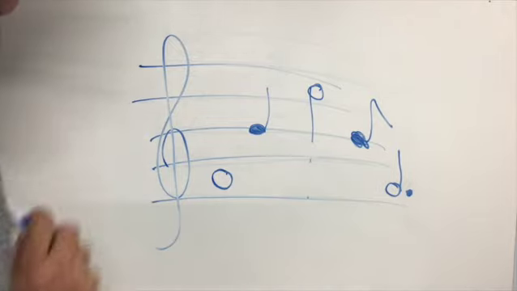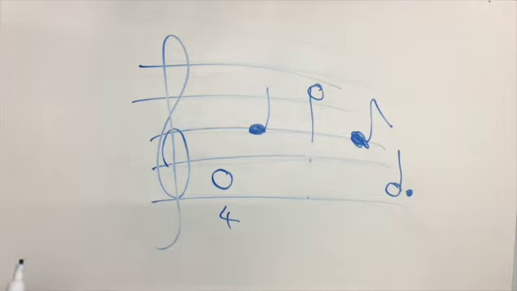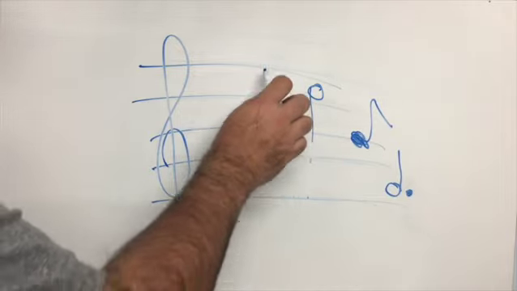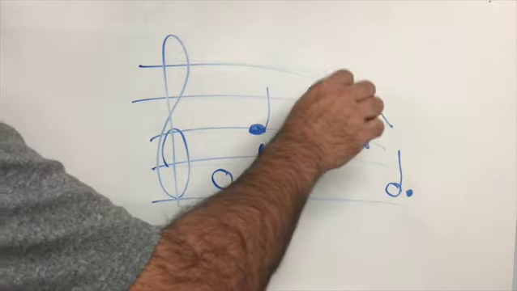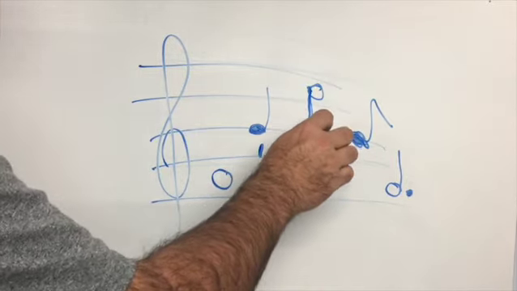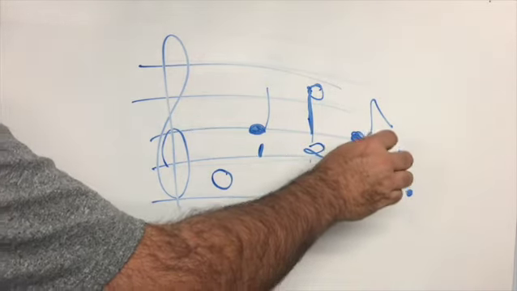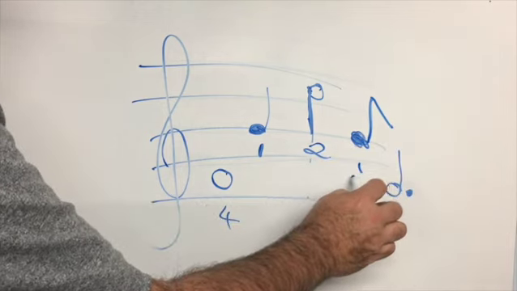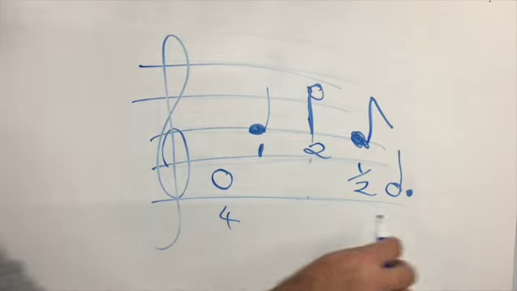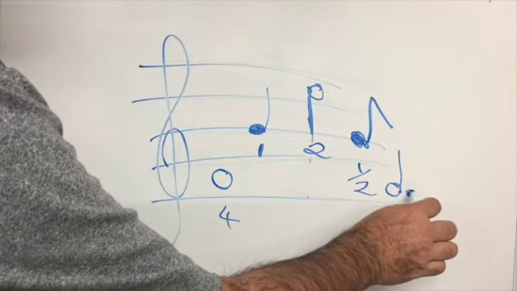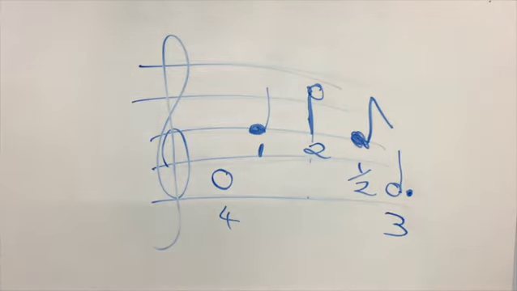Here we go. First one. Just a circle is worth four counts. It's called a semibreve. Coloured in with a stem is worth one. Called a crotchet. Not coloured in, but has a stem, of course. Minim, worth two. Coloured in, stem and tail is half. It's called a quaver. And a dotted minim. So it's one of these guys with a dot worth three.